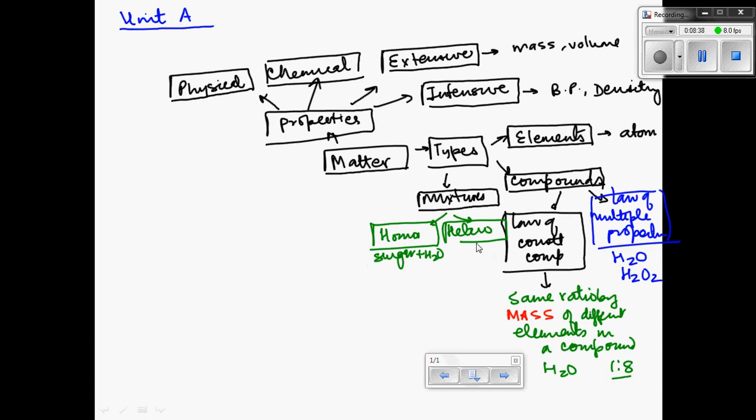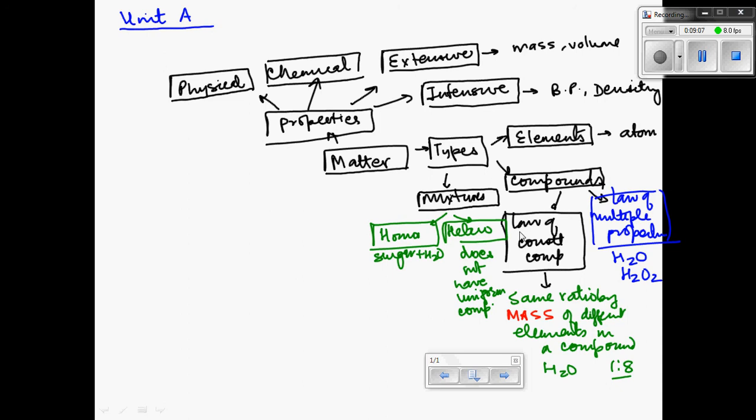A heterogeneous mixture is the one which does not have uniform composition. So an example of a heterogeneous mixture could be cereal. As you eat Lucky Charms, you know, every spoonful is different. Sometimes you may get 2 marshmallows, sometimes you may get none. So that's an example of a heterogeneous mixture.